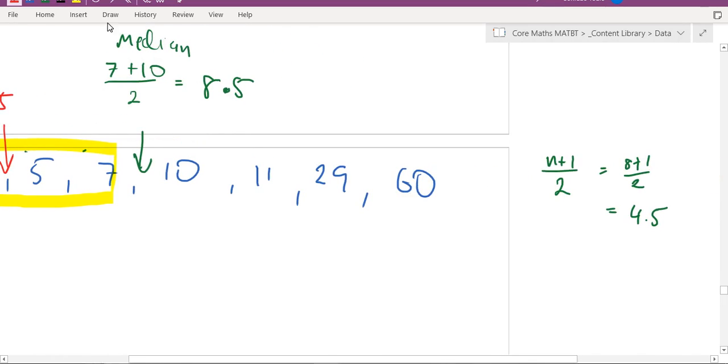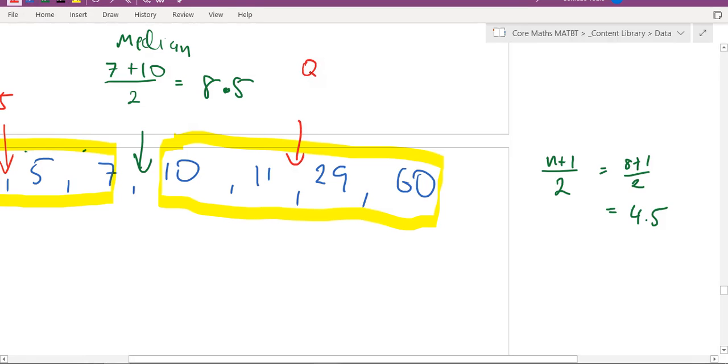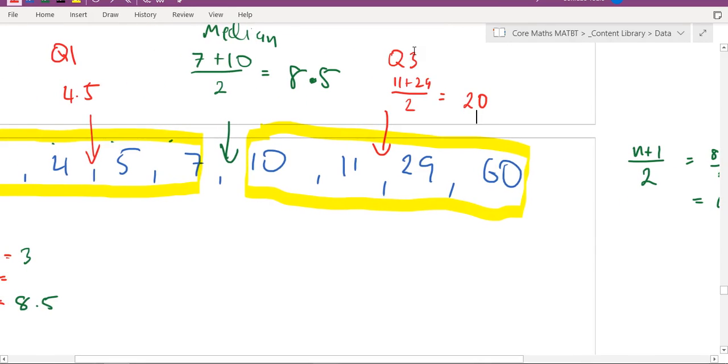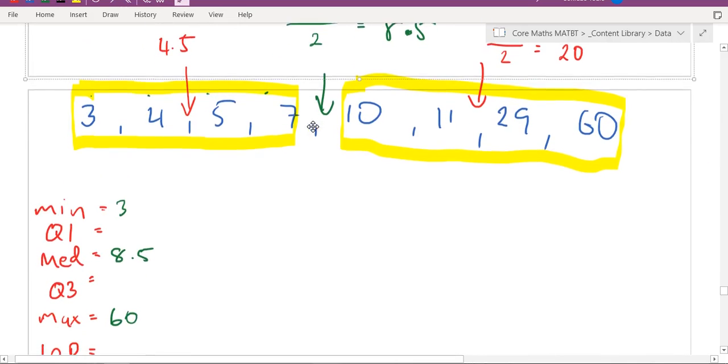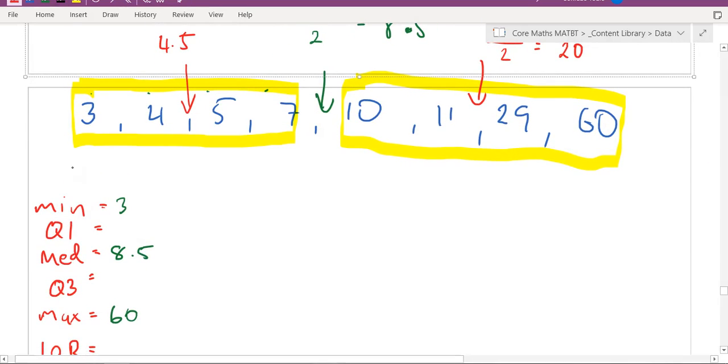And then the Q3, up here, is between these numbers. Okay, so between 11 and 29, so this is Q3. So Q3 would be 11 plus 29 divided by 2. That equals 20. So the Q3 is 20. Right, so you can put that in here. So Q1, 4.5. And the Q3 is 20.